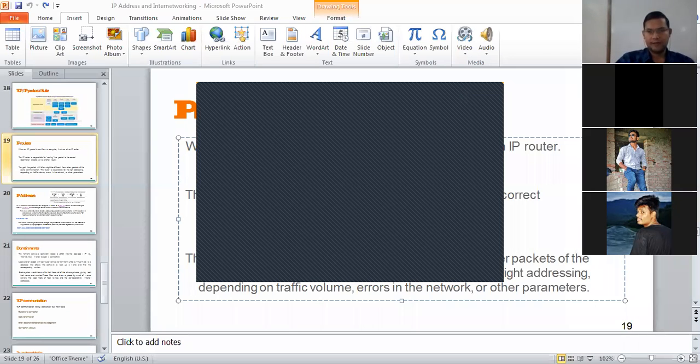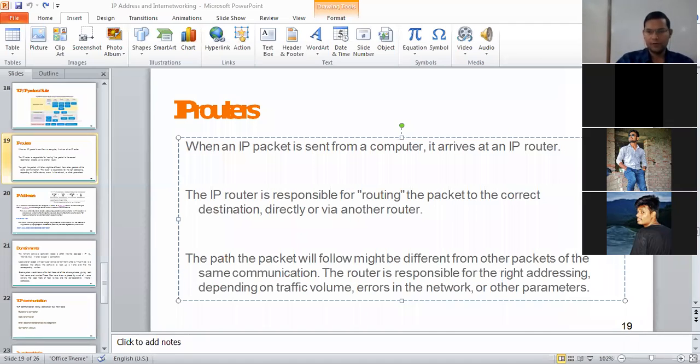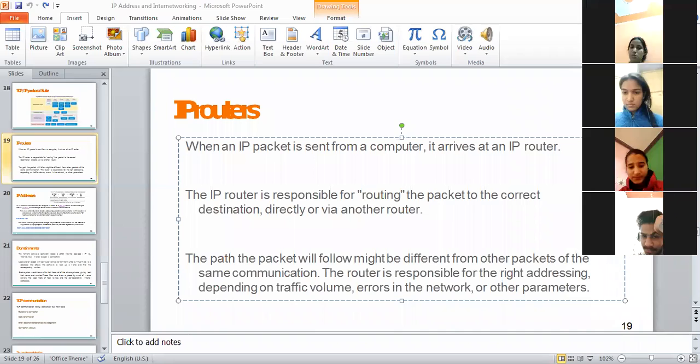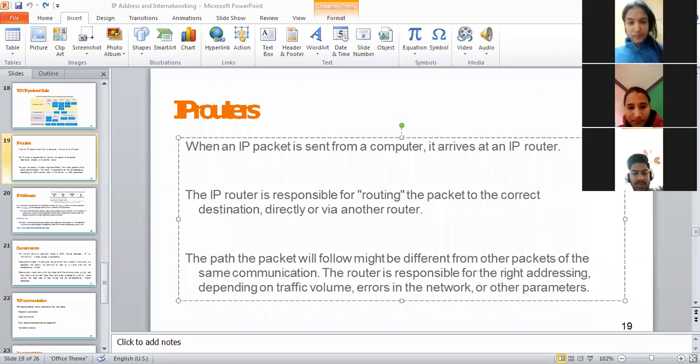I hope you have seen the screen in front of you, right? Is it visible to all of you? Harshit, are you getting the screen? Yes? Salesh, is it visible? Yes, sir.